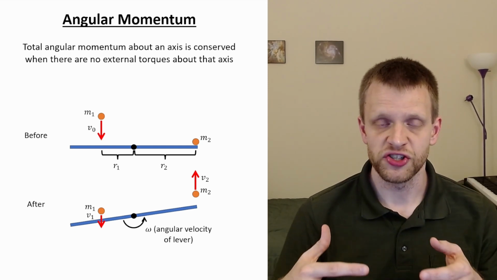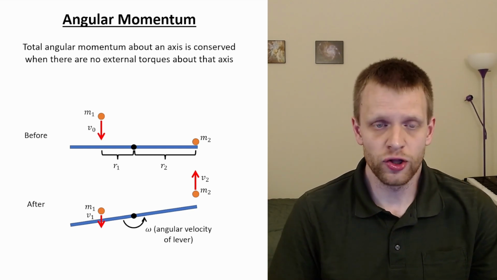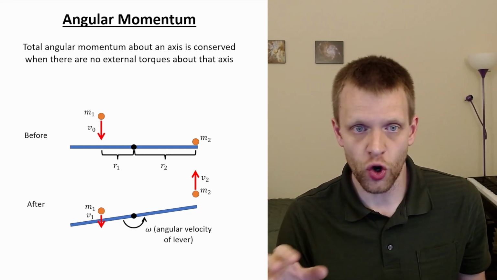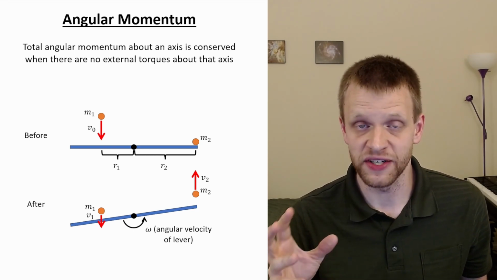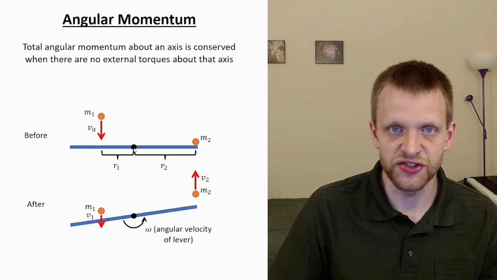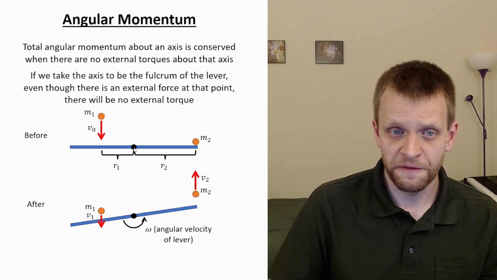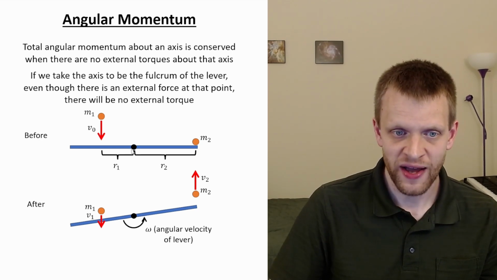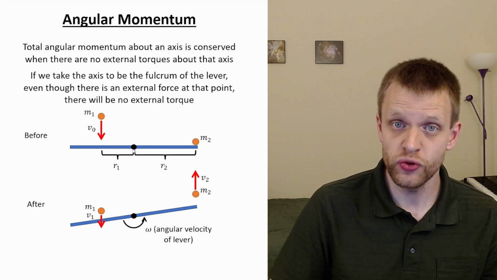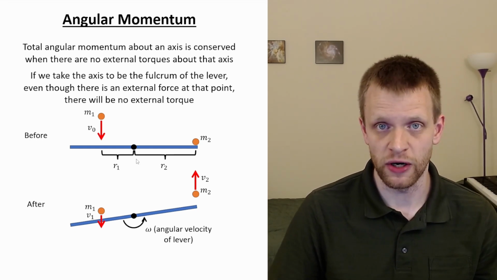Well, let's look at this system in terms of angular momentum. The total angular momentum about an axis is conserved when there are no external torques acting, again, around that axis. So the axis that we're going to look at is this fulcrum point. Even if there is an external force acting at this fulcrum point, the torque due to that force, measured around that fulcrum point, is going to be 0.